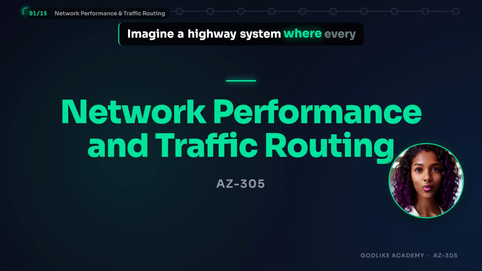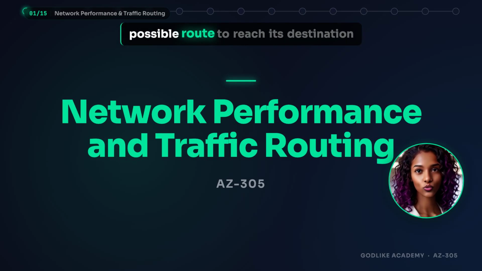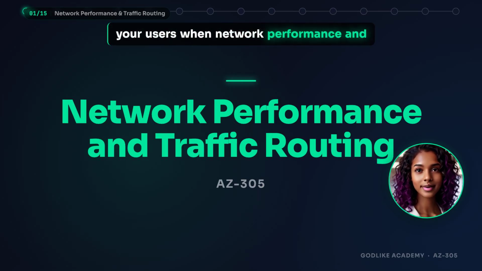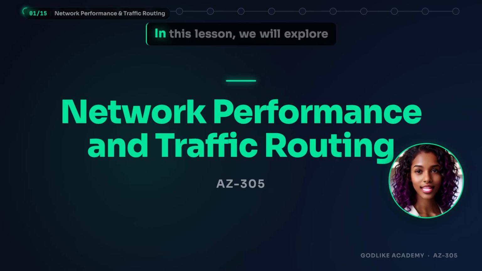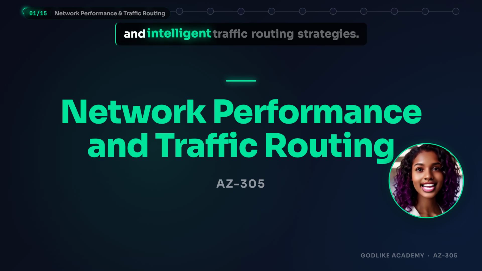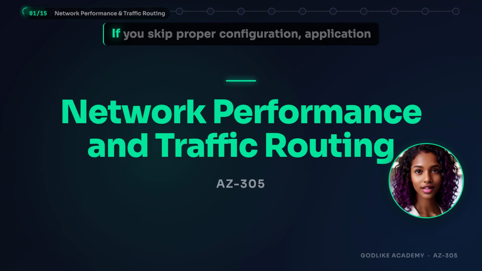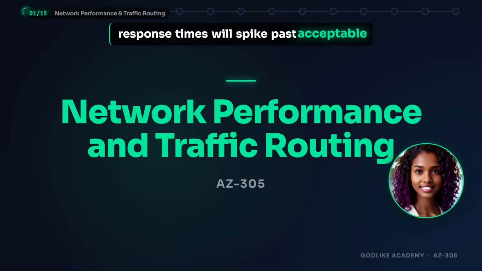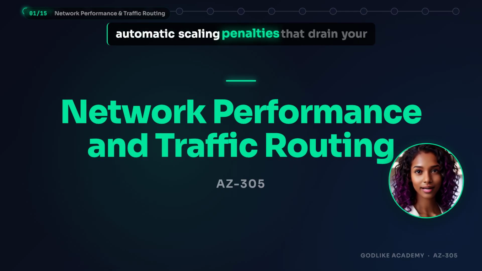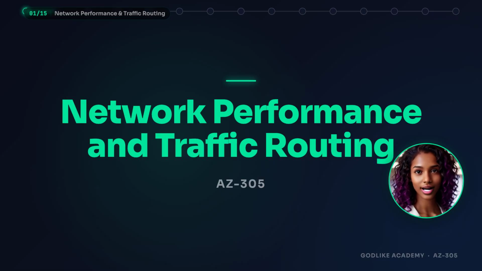Imagine a highway system where every car has to take the longest possible route to reach its destination, and traffic lights are completely random. That is exactly what happens to your users when network performance and routing are poorly designed. In this lesson, we will explore how to keep data moving fast and reliably by mastering latency, throughput, and intelligent traffic routing strategies. If you skip proper configuration, application response times will spike past acceptable thresholds, causing customer churn and triggering automatic scaling penalties that drain your cloud budget overnight.